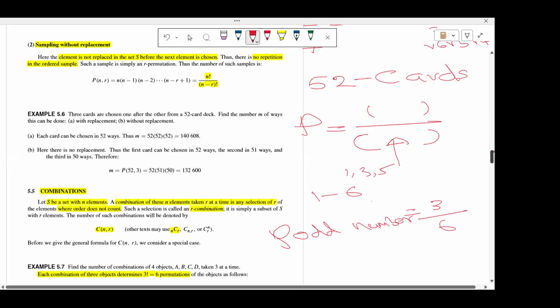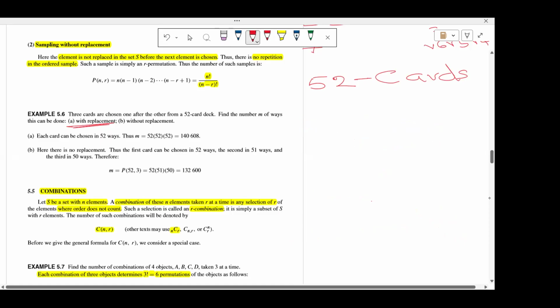This is how we can find it. The 6 is the total sample space. So in this question they are also asking about the sample space. If you have a deck of cards and you take three cards one by one, what is the number of different elements in the sample space? That is the question. So how can we find the answer?